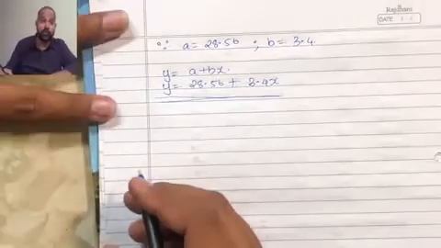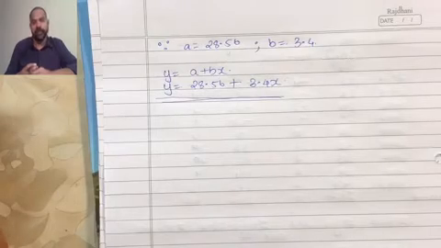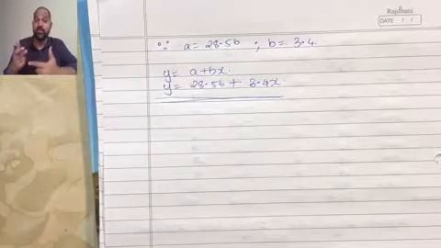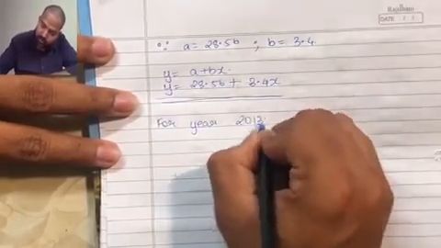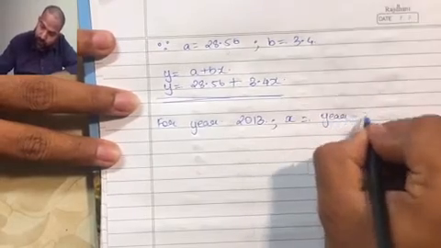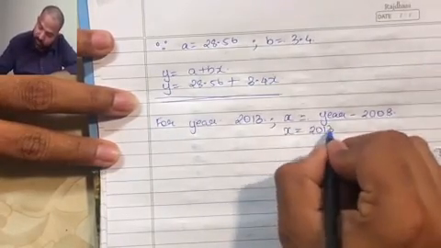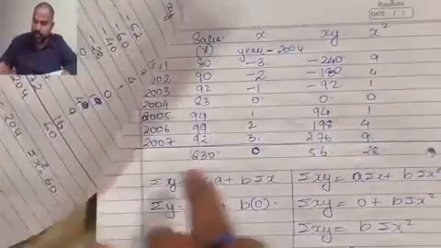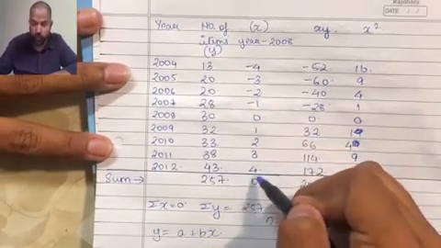Once I have the straight line fit of y on x, my next job is predicting the values of y for a given value of x. They've asked you to do this for 2013 and 2014. So for the year 2013, x is going to be year minus 2008. So x is 2013 minus 2008, or x is going to be 5, which is common sense. What is the new period now? It is minus 4, minus 3, minus 2, minus 1, 0, 1, 2, 3, 4. Then the next one is going to be 5.